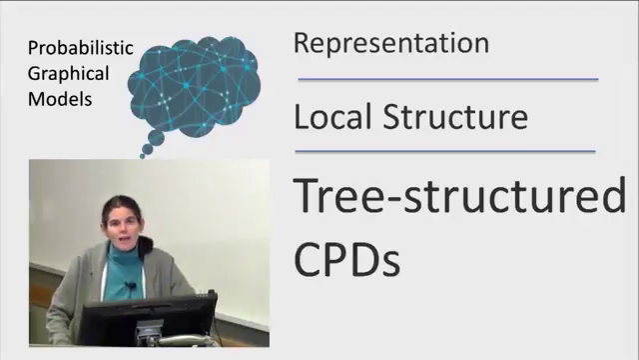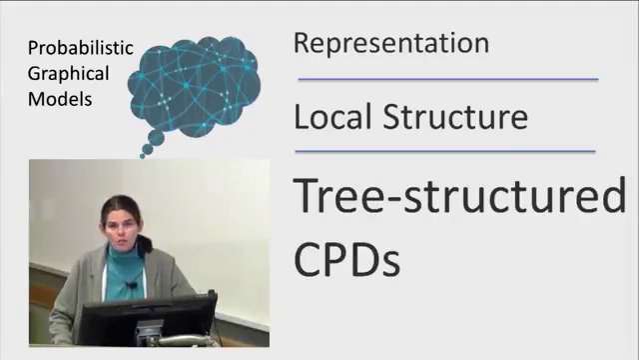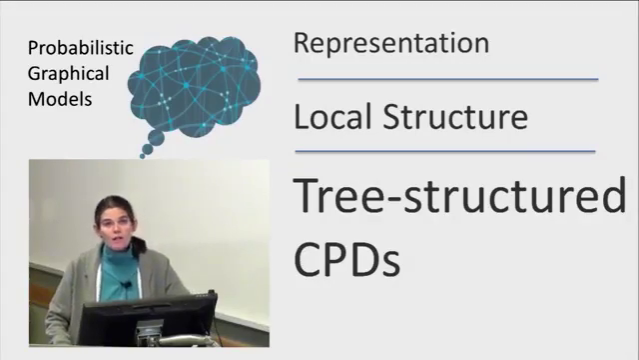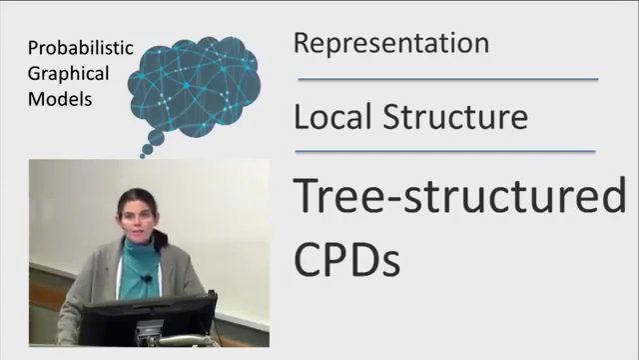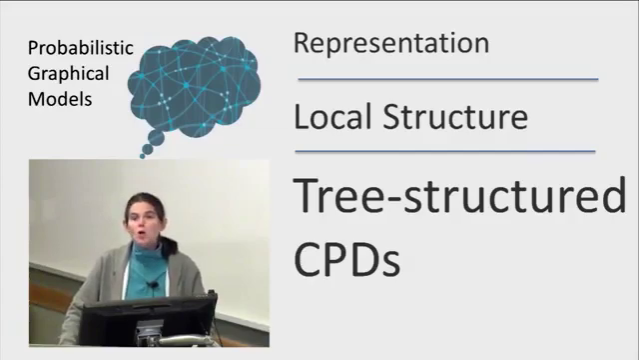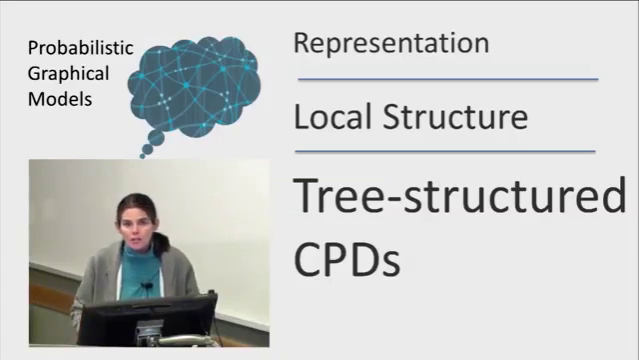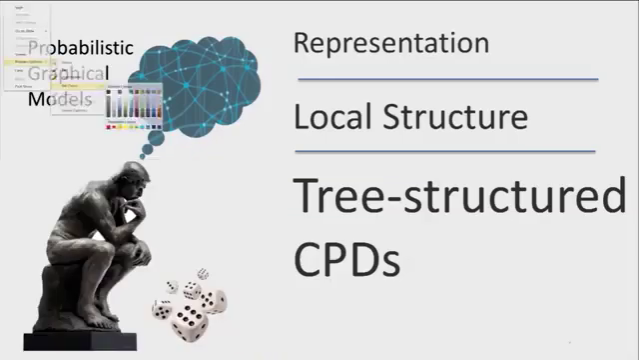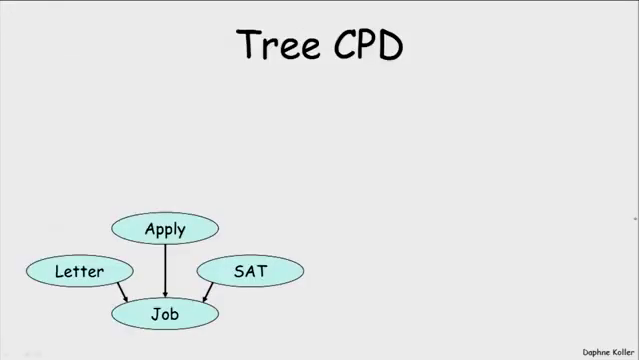We've argued that table CPDs are problematic because of their exponential growth in the number of parents. One of the classes of structured CPDs that is most useful is the class of CPDs that encodes a dependence of a child on a parent, but a dependence that is only happening in certain contexts. One method for encoding that is using the class of what's called tree-structured CPDs.